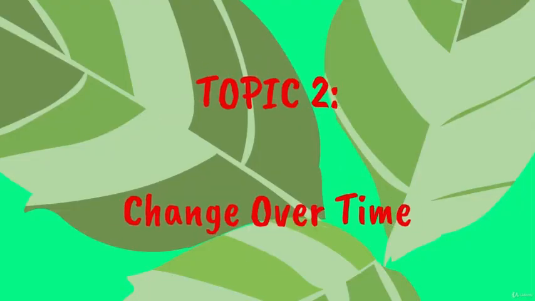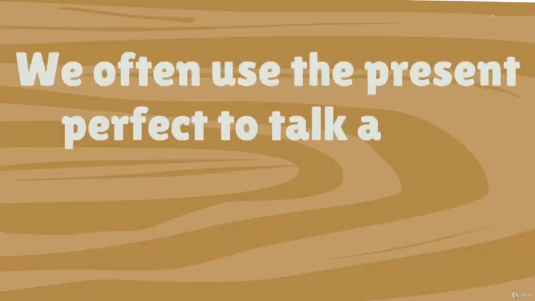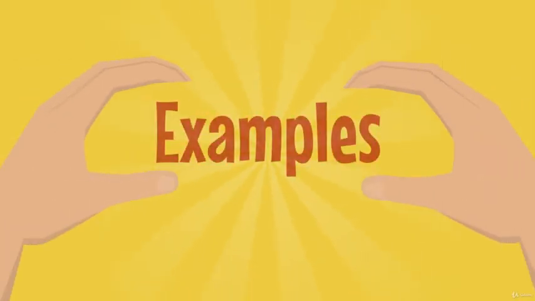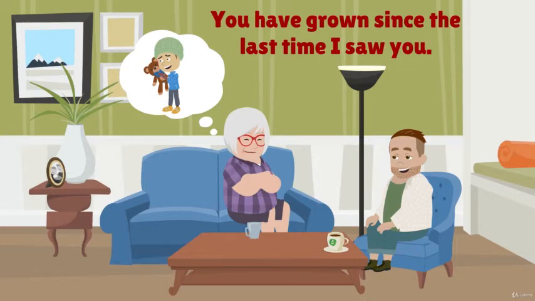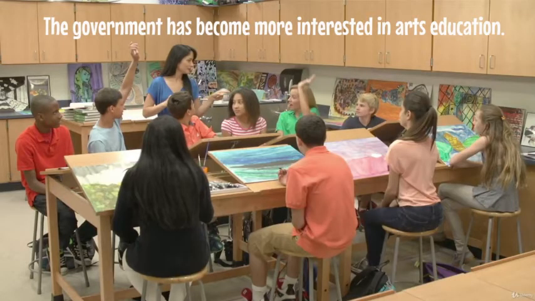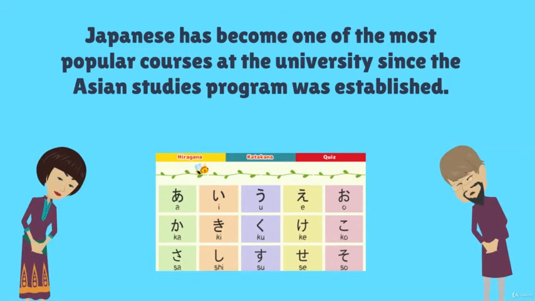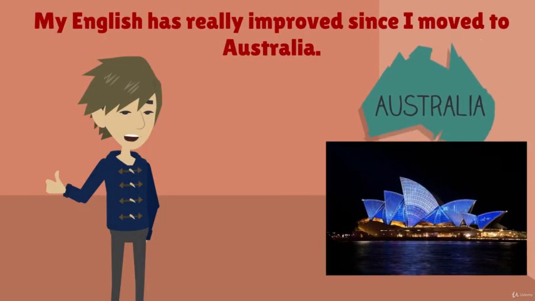Topic 2. Change over time. We often use the present perfect to talk about change that has happened over a period of time. Examples: You have grown since the last time I saw you. The government has become more interested in arts education. Japanese has become one of the most popular courses at the university since the Asian Studies program was established. My English has really improved since I moved to Australia.